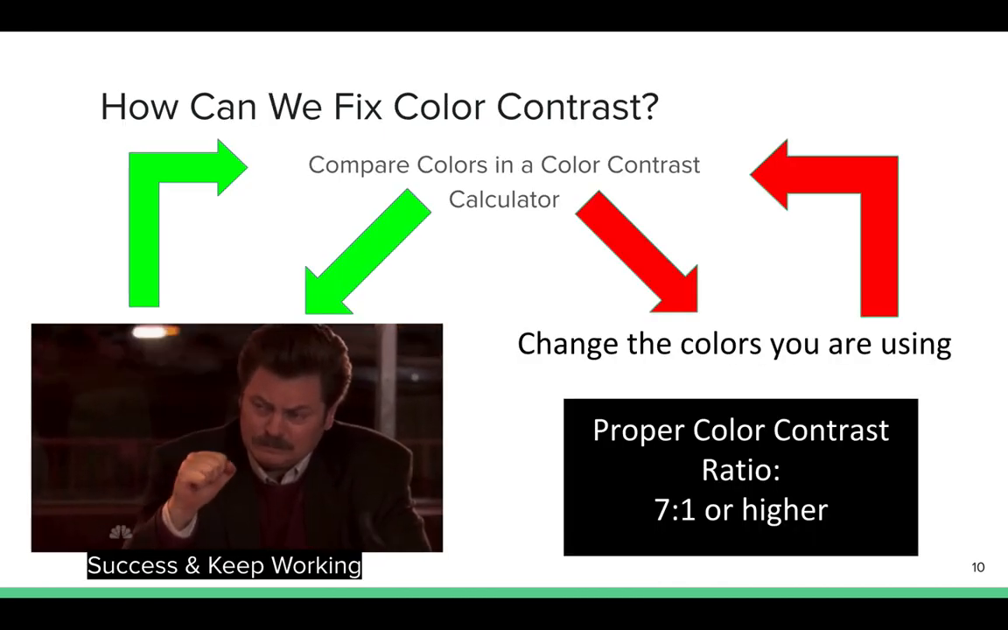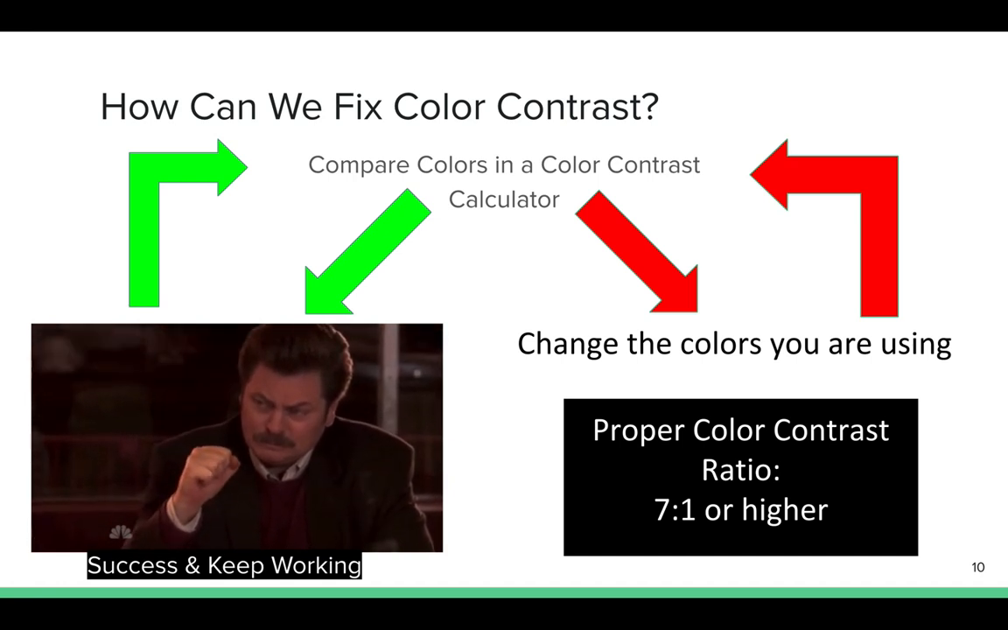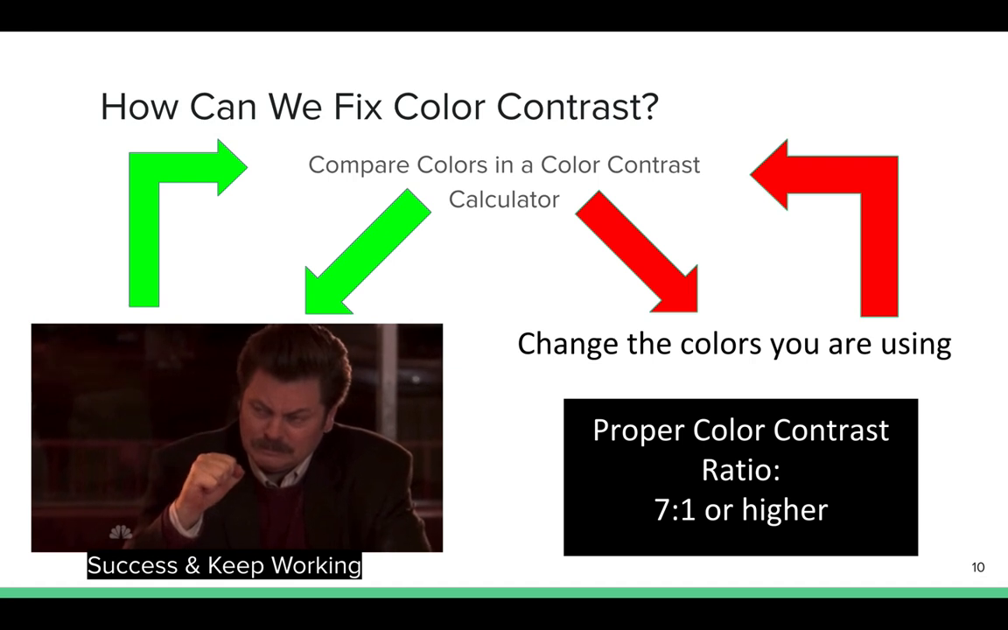So how can we fix color contrast? We compare the colors in a color contrast calculator. We keep going until we find the proper colors that actually meet the ratio of 7 to 1 or higher.